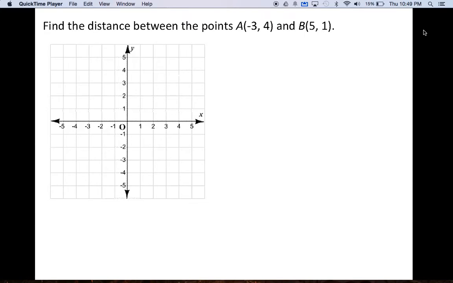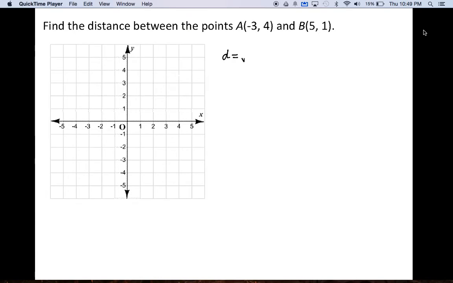Alright, let's try this problem real quick then. It wants us to find the distance between these 2 points. And I'm going to solve this one using the distance formula. And the nice thing about the distance formula is that you don't even need to plot it or anything. We just have our points right here.